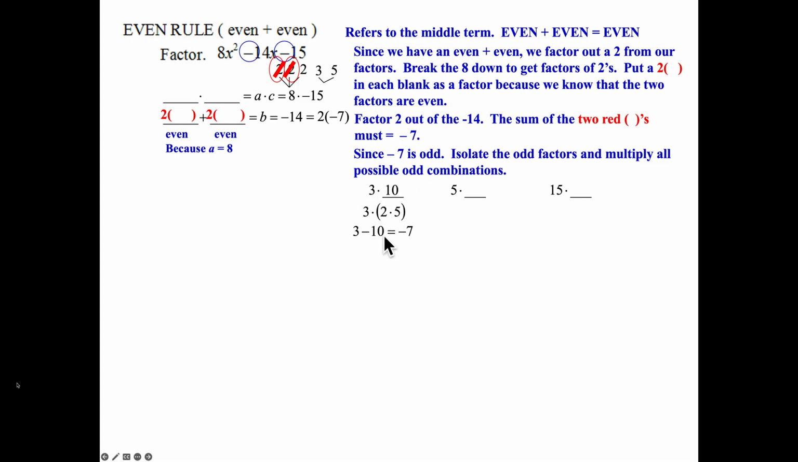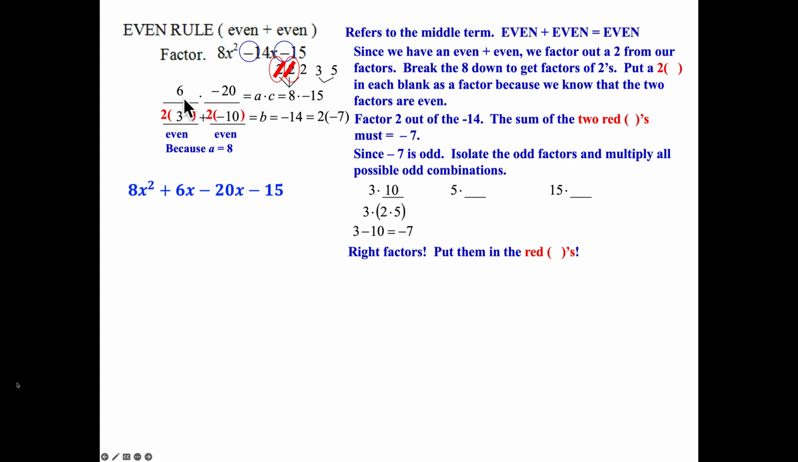3 minus 10 is my negative 7. So the 3 goes in one set of parentheses. The negative 10 is going to go into the other set of parentheses. 2 times 3 is 6. 2 times negative 10 is negative 20. So those are my two numbers. And just as a double check, 6 minus 20 does equal negative 14.